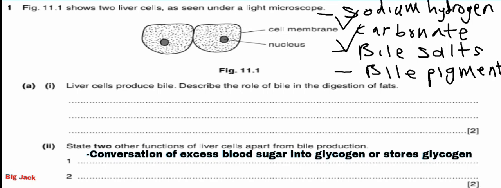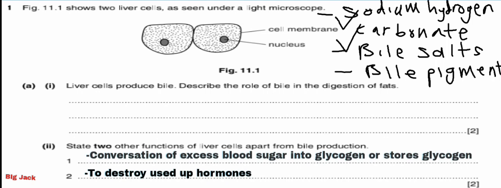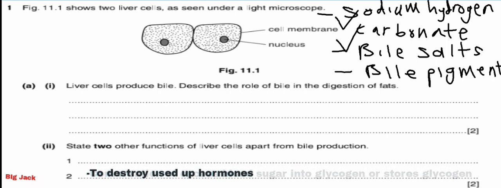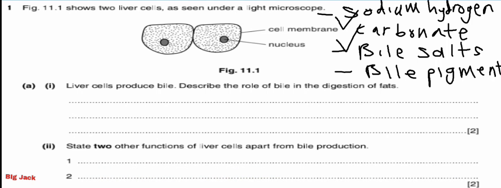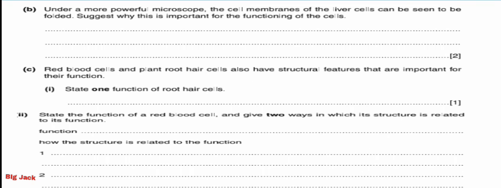Then apart from that one, you can also say the liver cells destroy used up hormones. So once hormones are used up by the target organs, they go directly to the liver and are destroyed by the liver. In addition, you can also say production of blood cells. So the liver produces what? The blood cells. Its production, detoxification of poisonous substances, like that. So you can choose.